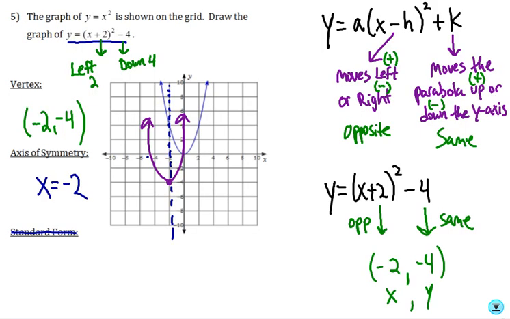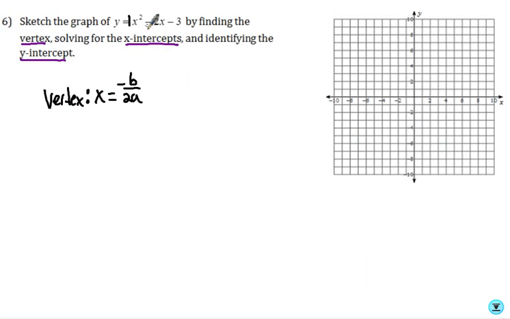Vertex form, you see parentheses, some quantity squared, and then some number at the end. Here you notice there's no parentheses, right? So this is in what we call standard form. And the numbers, we'll just say that's a, b, and c. So this says take the opposite of what b is, which in this case is -2, and that's over 2 times a, which is 1. The two negatives will make a positive for us. So 2 divided by 2, and I get 1. So the x value of my vertex is going to be 1.